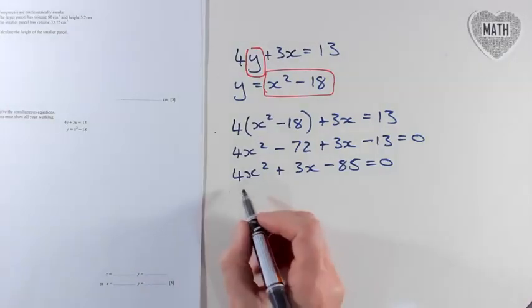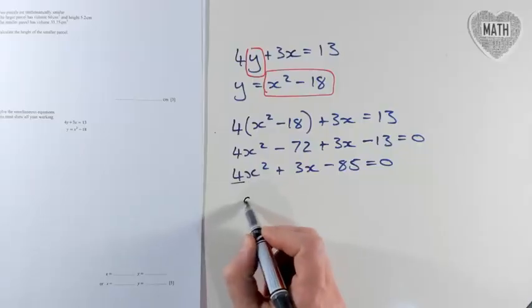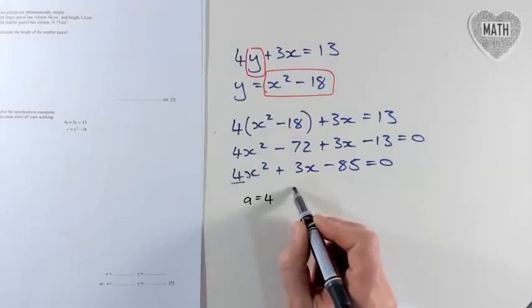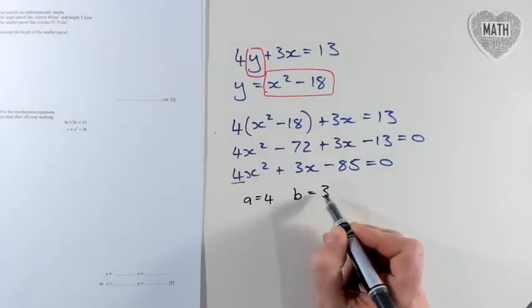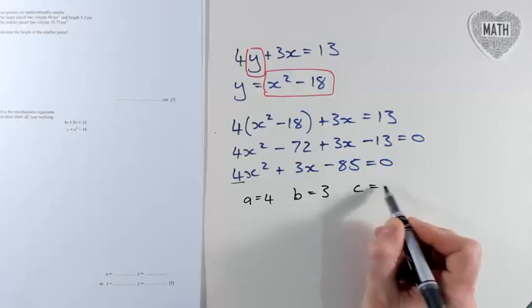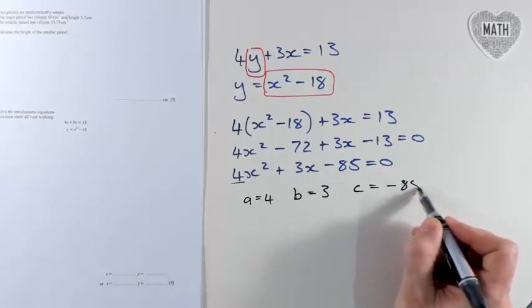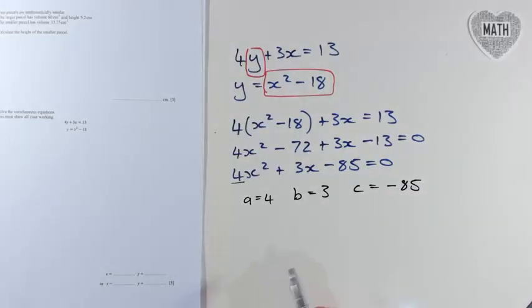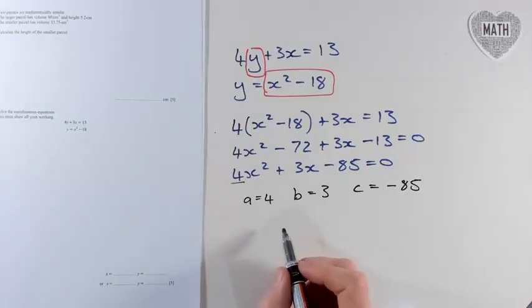So for the quadratic formula, I know this is my a value, so a is going to be 4, b is going to be 3, and then c would be, remember, negative 85. And now it's just filling it in. Again, this is straightforward, I think, but it's a 5-mark question, so don't get this one wrong.